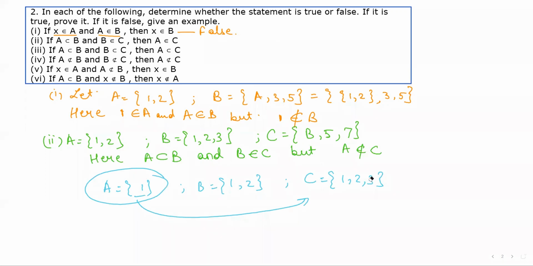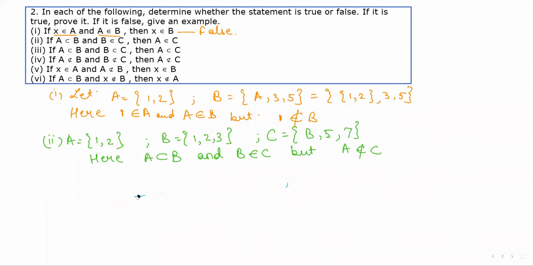Now, when the statement was true, you were supposed to prove it. Not give an example, but actually prove it using the set's properties. So let's try and prove it. It's given that A is a subset of B and B is a subset of C. Let's consider an element X which belongs to A. Therefore, we can say that X also belongs to B, since A is a subset of B.